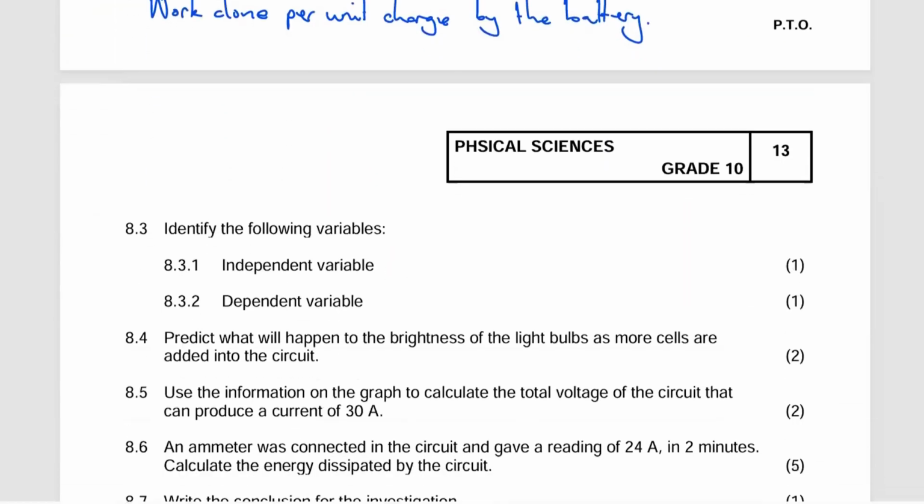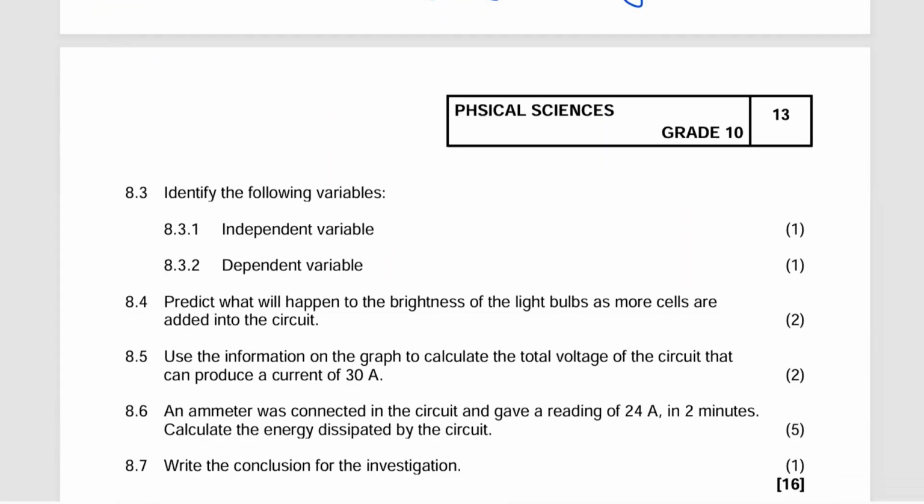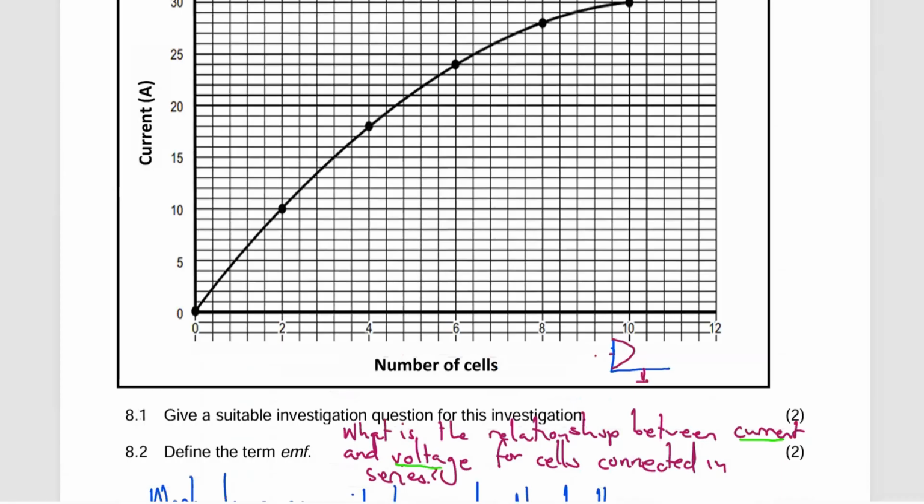And then the question says identify the following variables. Independent variable, right? Your independent variable there is going to be your voltage, right?